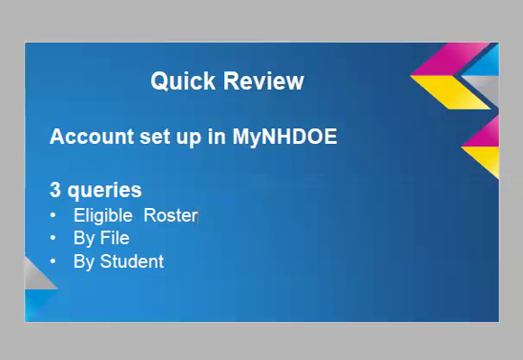Okay, so let's just take a moment to review what you've previously learned. First, you have set up your account and you can access My New Hampshire DOE. And you know the three query types, which are eligible roster, query by file, and query by student.